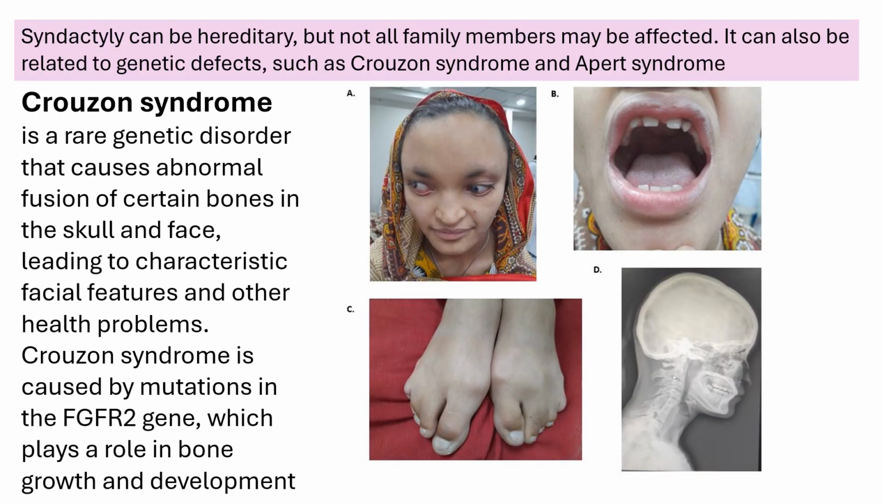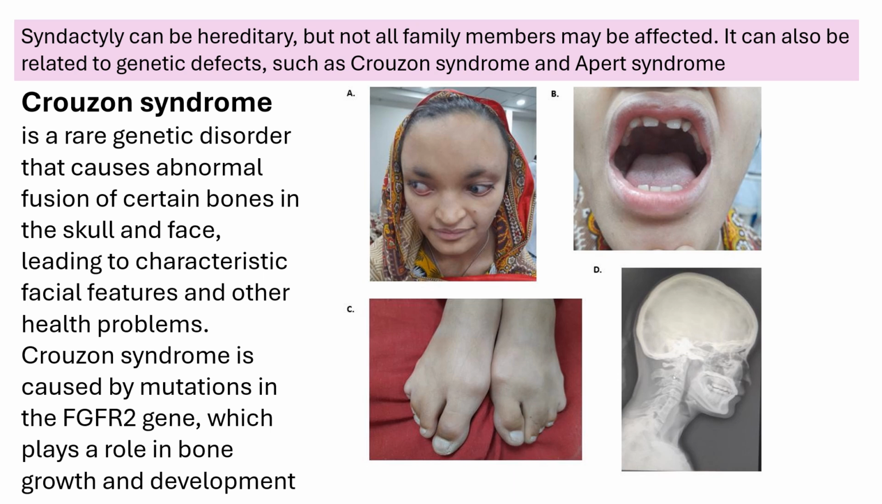Syndactyly can be hereditary, but not all family members may be impacted. It can also be related to genetic defects such as Crouzon syndrome and Apert syndrome. Crouzon syndrome is a rare genetic disorder that causes abnormal fusion of certain bones in the skull and the face. As you can see, there is an abnormal fusion, leading to characteristic facial features and other health problems. Crouzon syndrome is caused by mutations in the FGFR2 gene, which plays a role in bone and growth development.